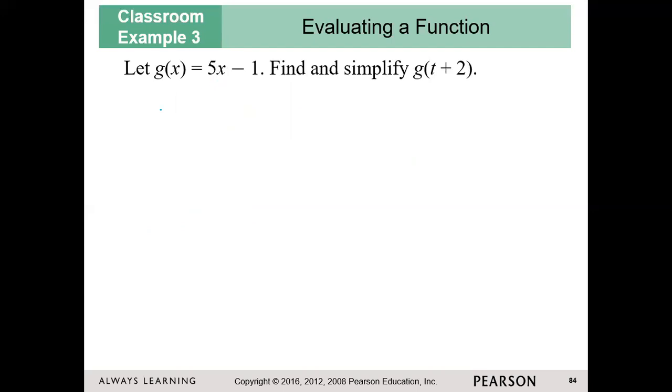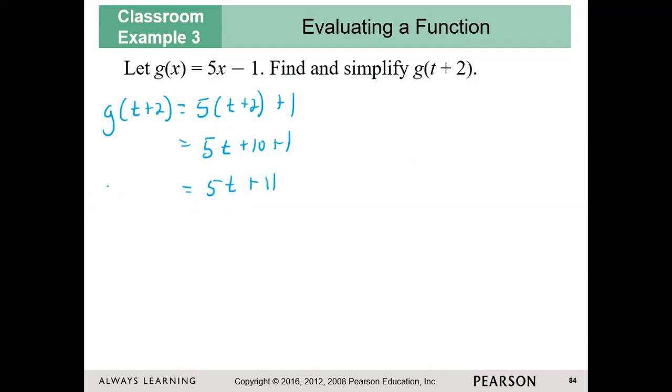All right, so let's do this one. So g of t plus 2 is equal to, again, take your x out and put this t plus 2 in. So t plus 2 plus 1. So start to simplify. Plus 10 plus 1 is equal to 5t plus 11. And that is what g of t plus 2 is.